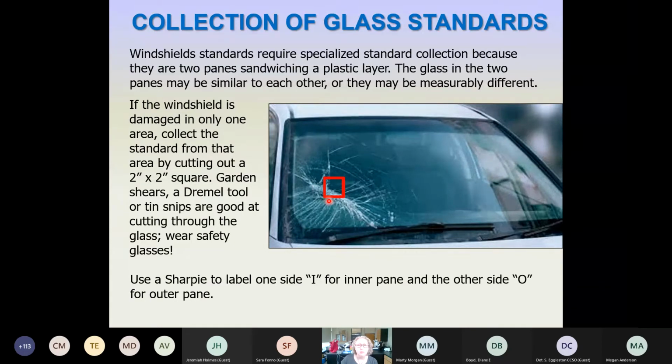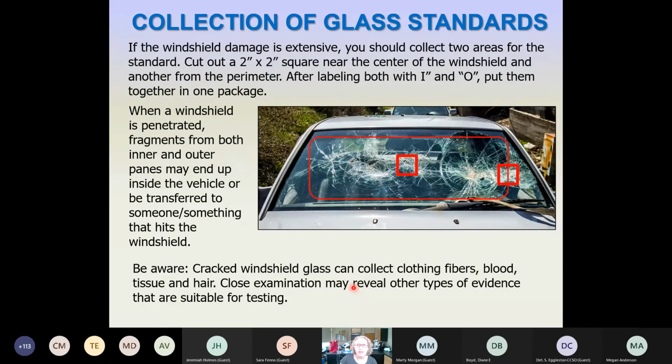And then take a Sharpie or some way to label, and label an O for the outside of the surface and an I for the inner surface, the in the vehicle surface. On the other hand, if the vehicle windshield is damaged throughout, we ask for 2 standards from separate areas. One cut 2 by 2 again from the center of the windshield, and then 1 2 by 2 square somewhere from the perimeter of the windshield. Again, label those with the I and the O, and you can put those together in one envelope because that is your vehicle standard.